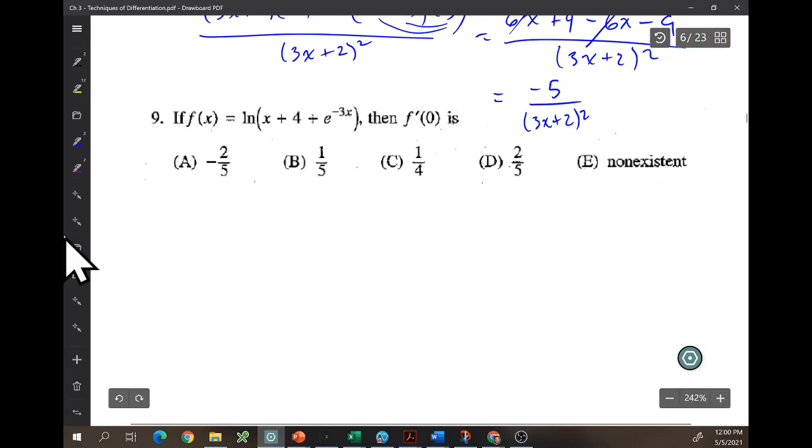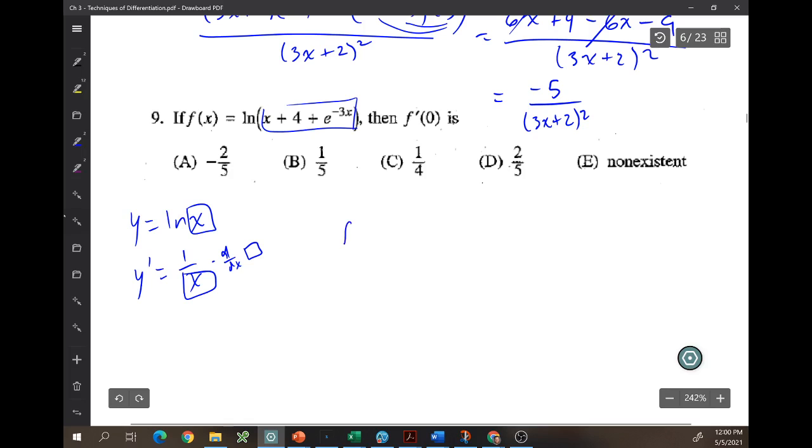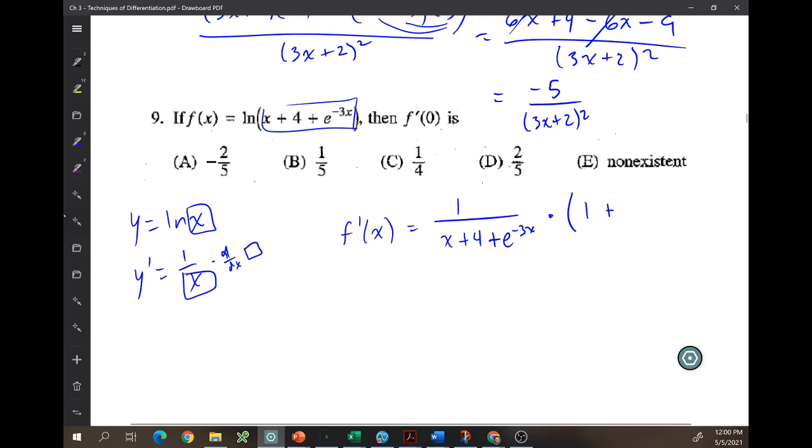All right, next one is another chain rule one, and this actually has a double chain rule. So, if we had y equals ln of x, we need to have memorized that y prime is 1 over x. So if this is the box, then times the derivative of the box. So that box here is everything inside. So f prime of x, we're going to do f prime of x first, then plug in 0, will be 1 over x plus 4 plus e to the negative 3x. Now we need to multiply by the derivative of the box. The derivative of x is 1, plus the derivative of 4 goes to nothing. And then the derivative of e to the negative 3x will have another chain rule, will be e to itself, negative 3x, times negative 3.